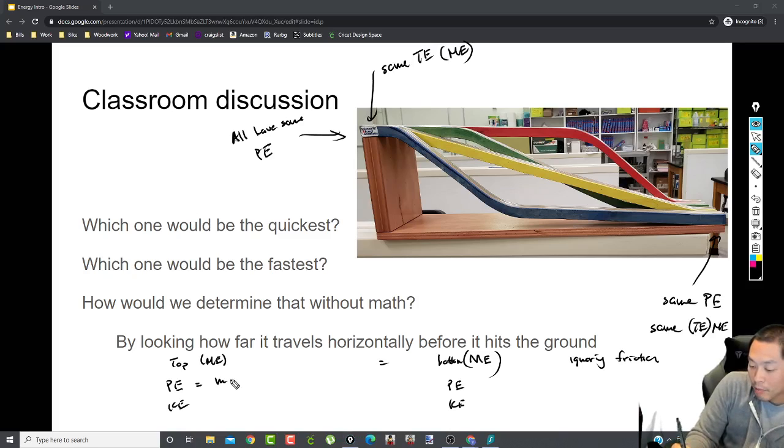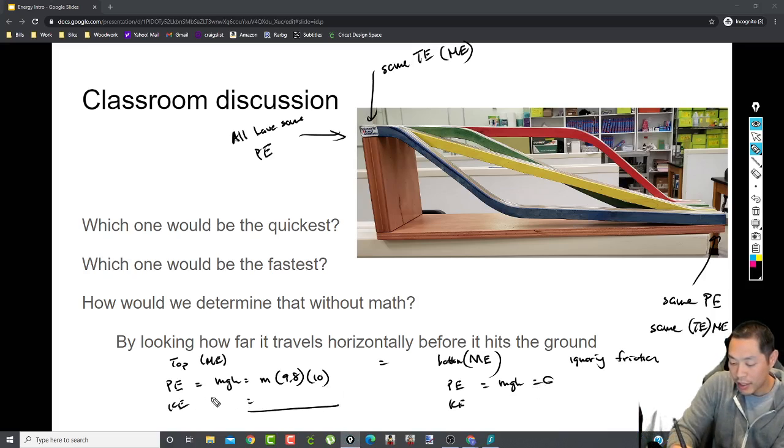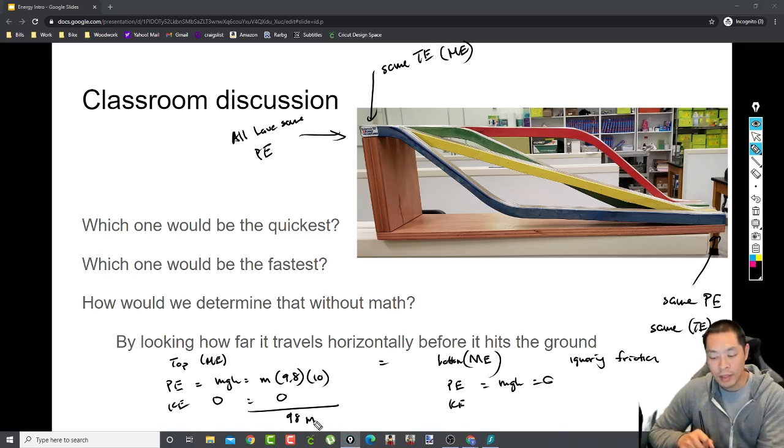Here the potential is mgh. I'm just going to leave m as m because I want to show you that mass doesn't matter as well. I believe we used 9.8. Height was 10. And then height was 0 at the bottom. Here kinetic energy was 0 because it starts from rest. Here we have a total of 98 m. 9.8 times 10 is 98 m amount of energy.